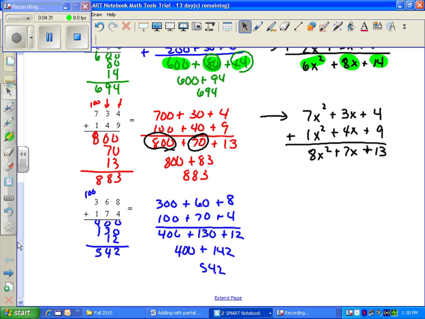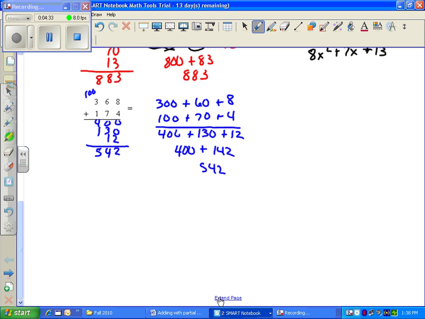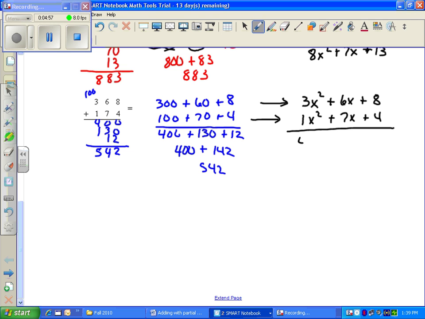And one more. Translating it to algebra, 3x squared, where x is a 10, so x squared is 100. 6x plus 8 would be 368. Translating, 100 is 1x squared, 7x plus 4. Combining, I end up with 4x squareds, 7x and 6x is 13x, and 8 plus 4 is 12.